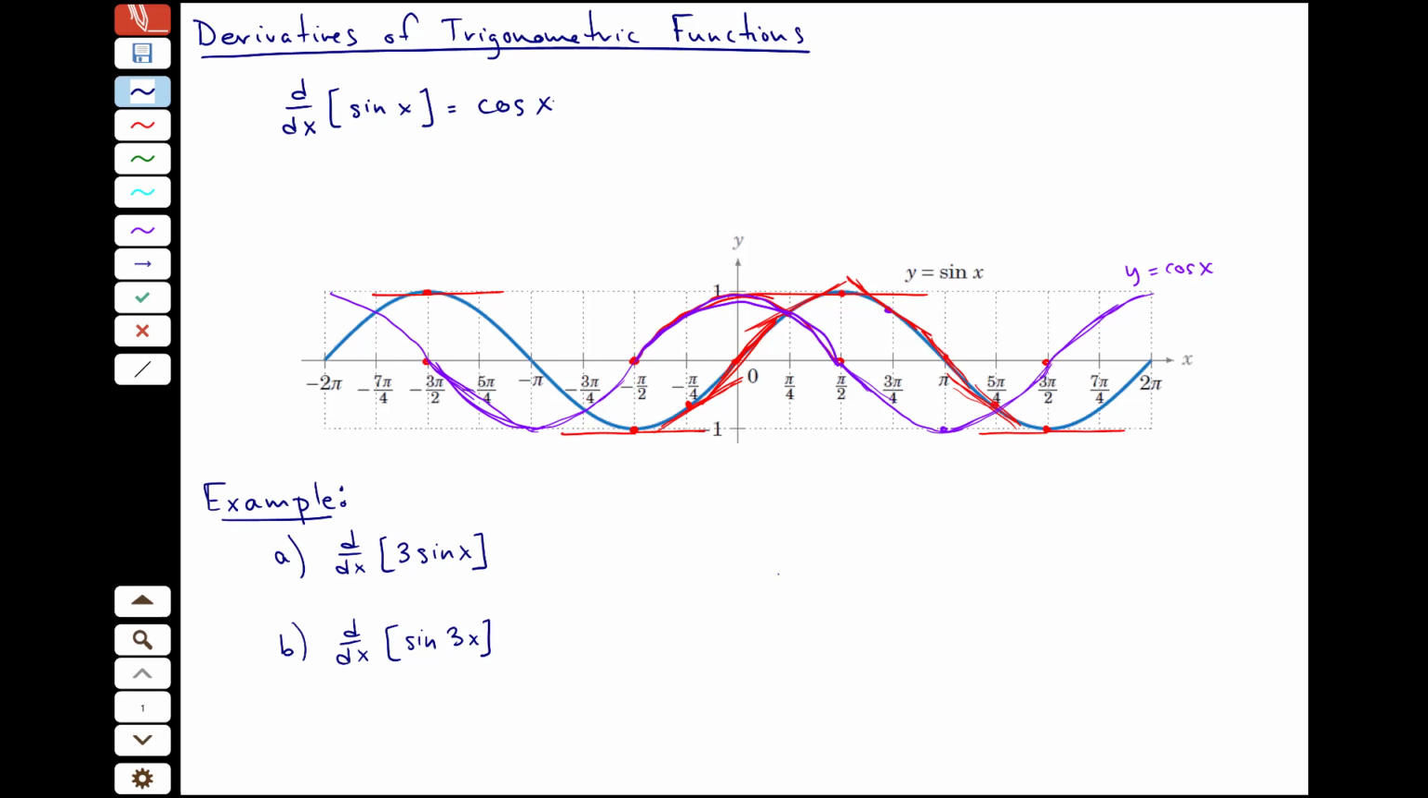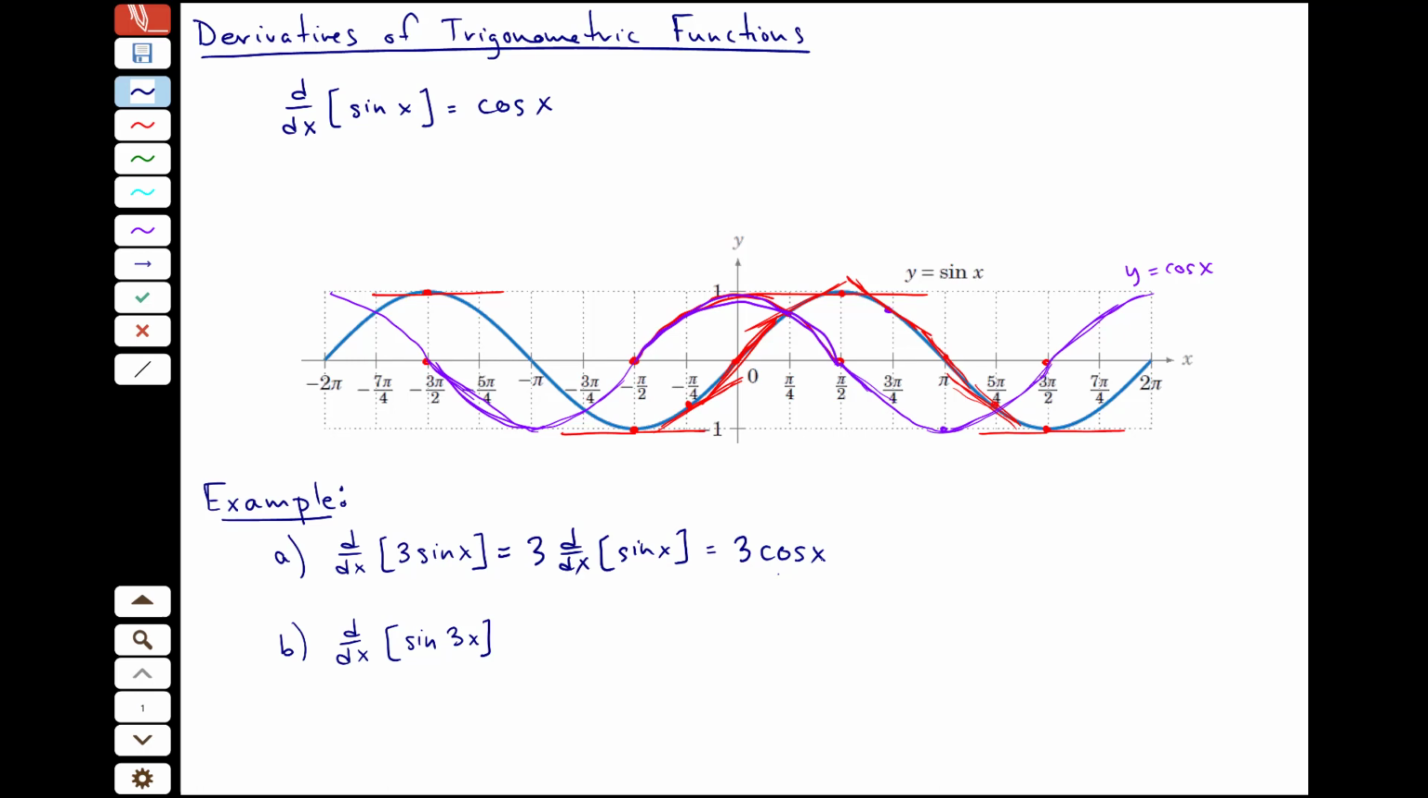So let's look at a couple of examples of using this fact. Let's say that I want to take the derivative of 3 times sine x. Well, I know that when I have a constant multiple of a function, its derivative is just a constant multiple of the derivative of that function. So I know that I'm going to have 3 times the derivative of sine x, and what we just said is that the derivative of sine is cosine, and so overall I'm going to get 3 cosine of x.